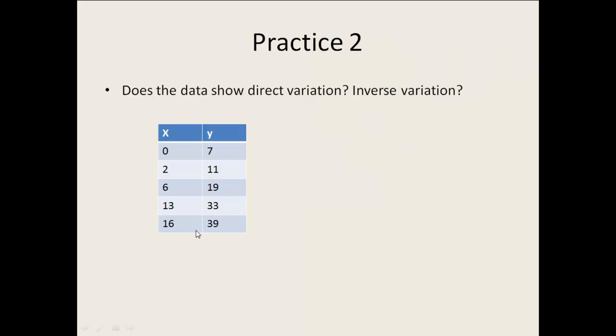Okay, so here's a second practice one. Does the data show direct variation, inverse variation, and how come I didn't put joint variation on this one? Well, joint variation has to have 3 variables because I have to have one variable varying jointly with 2 others. So that's actually 3 variables. This only has 2 variables.